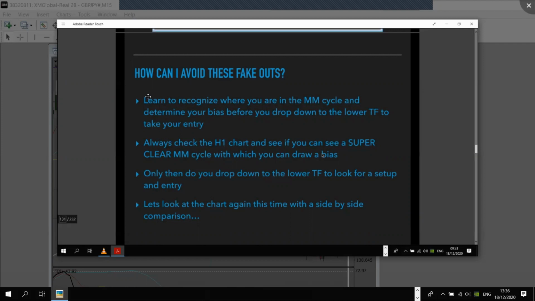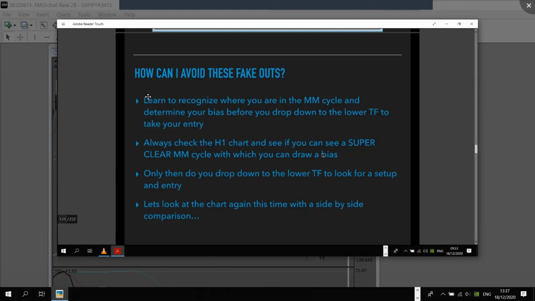Only then you drop to the lower time frame to look for a setup and entry. That's the purpose of the lower time frame. So the high time frame is for what? Directional bias. Then the low time frame is for what? The setup and the entry. Looking for the setup and then making the entry.